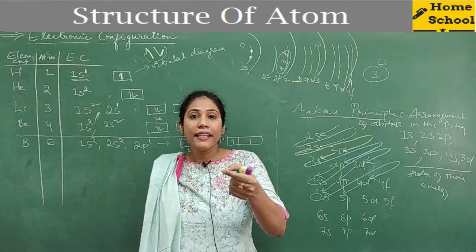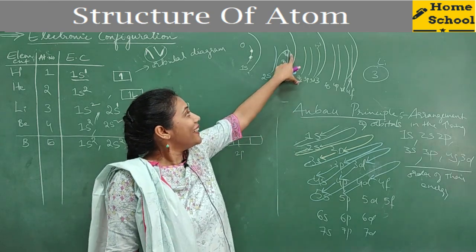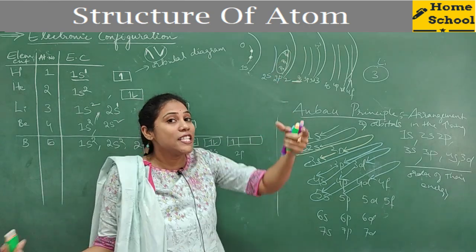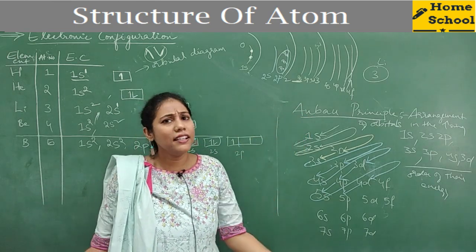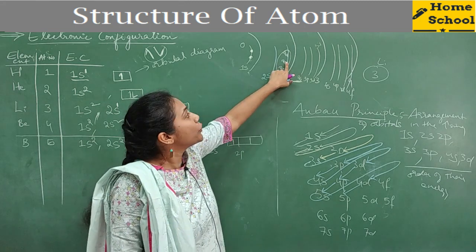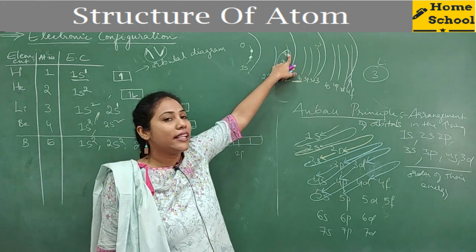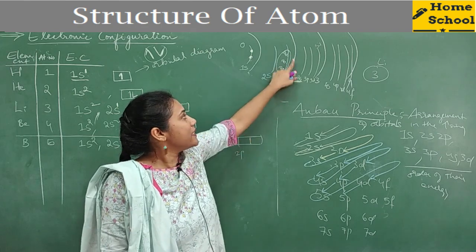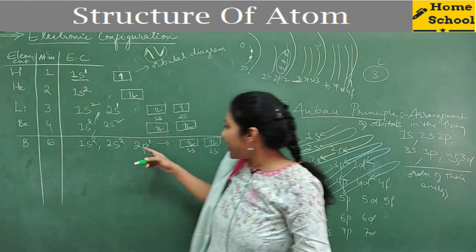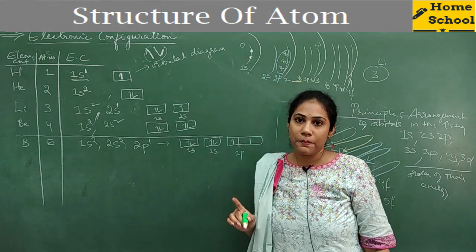Each orbital can have 2 electrons. So altogether, the 2p subshell can have place for how many electrons? 6 electrons, because 2px can have 2 electrons, 2py can have 2 electrons, and 2pz can have 2 electrons. Altogether the 2p subshell has 6. So till 6 electrons you can go on filling this 2p subshell.